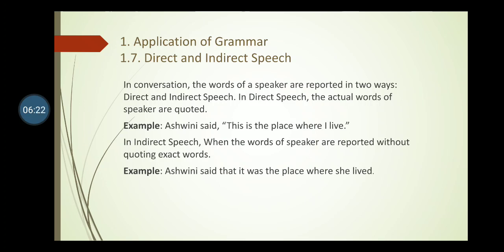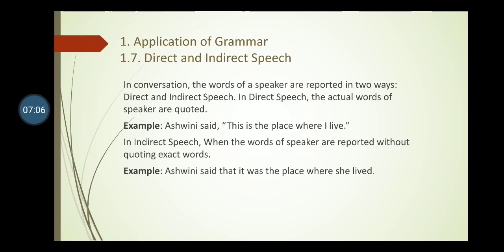In indirect speech, the words of the speaker are reported without quoting exact words, and the reporter merges his own language. He passes the message with the message being the same, feelings and emotions the same, but the manner different. He merges the language and then transmits, shares, reports, and changes the sentence into his own manner. Example: Ashwini said that, मीन्स इन्वर्टेड कॉमर्स की जगह पे क्या किया हमने, that as a conjunction, रिपोर्टिंग वर्ब एंड रिपोर्टेड स्पीच को ज्वाइन किया है, that it was the place where she lived.